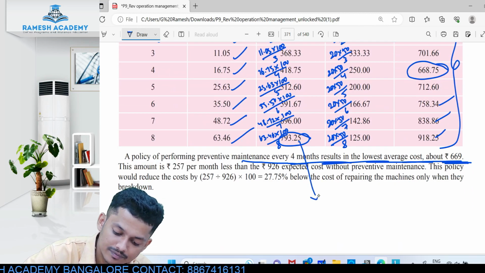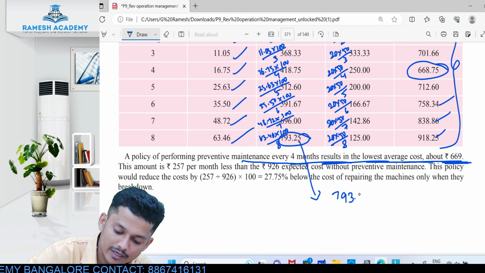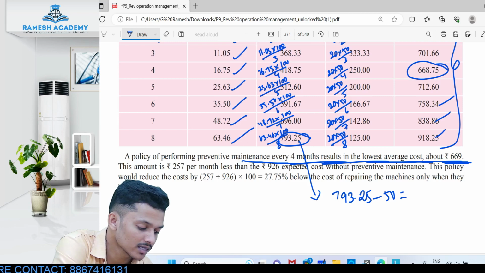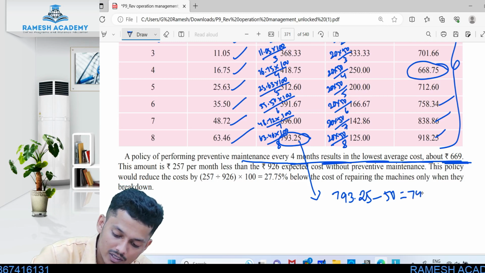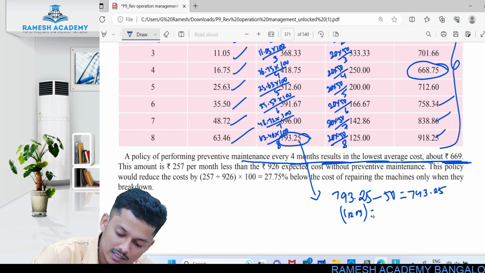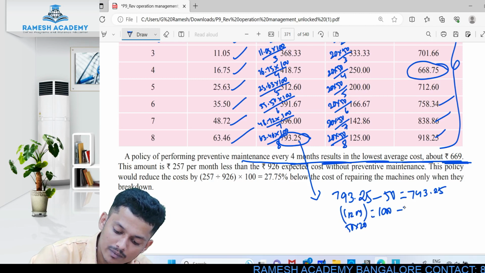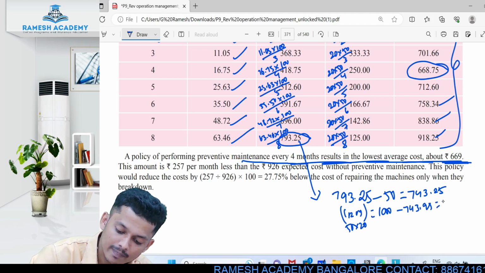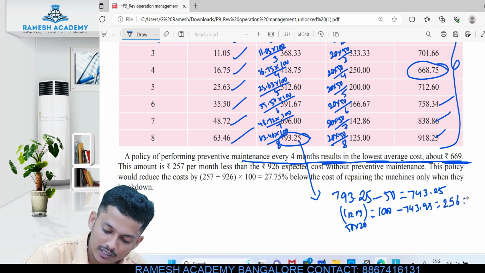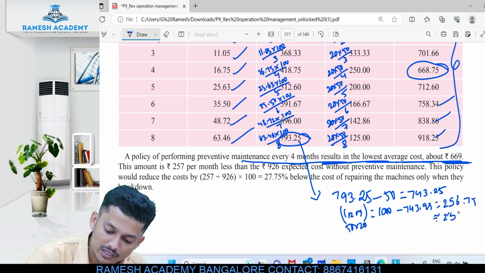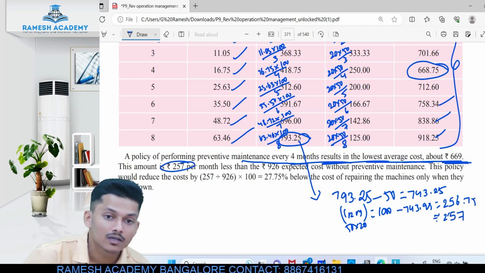For the repair cost, 793.25 minus 50, because total identical tools are that much, right? 793.25 minus 50 is how much? 743.25. And what is CRM total? That is 1000. How did 1000 come? 50 into 20. 1000 minus 743.25, 256.75, which we get approximately as 257. Okay, 257. Got it, 257.